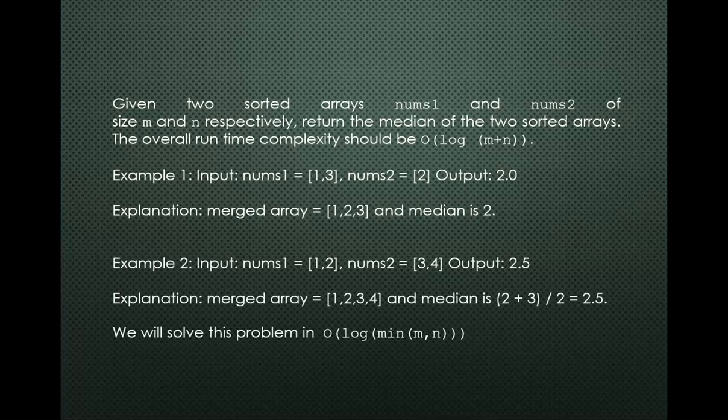Today we are going to solve Leetcode problem number 4. Given two sorted arrays nums1 and nums2 of size m and n respectively, return the median of two sorted arrays. The overall runtime complexity should be O(log(m+n)). There are examples for you.